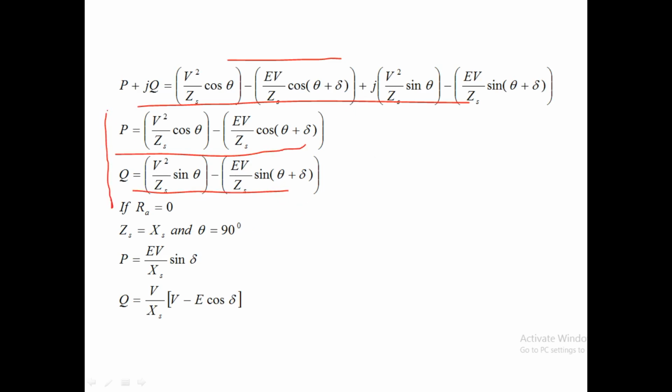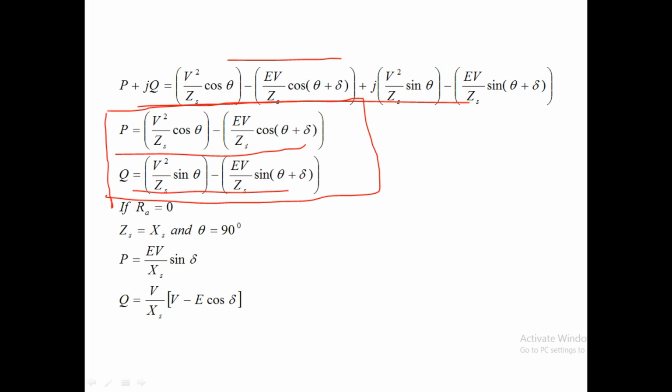These are the exact equations for P and Q. This is very, very important. These two equations represent the power flow in a synchronous motor from the input side to the load side, the active power flow and the reactive power.